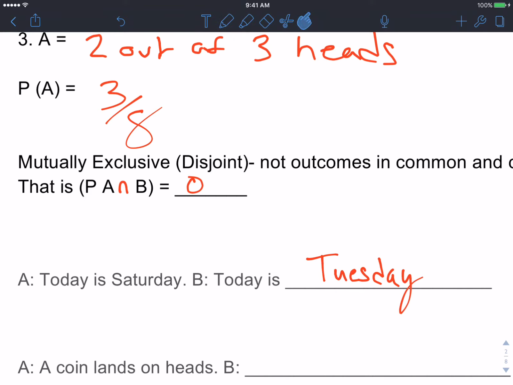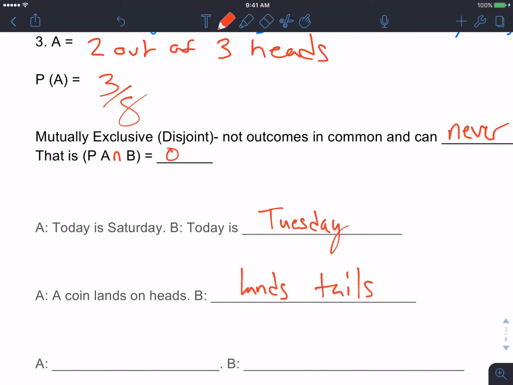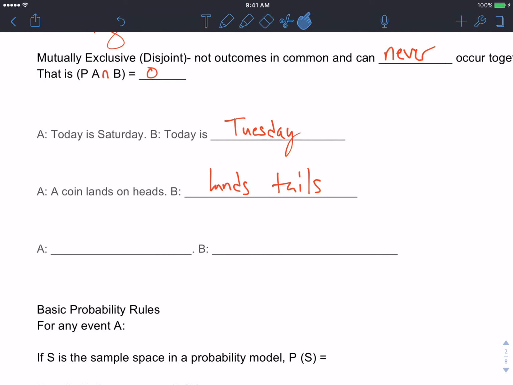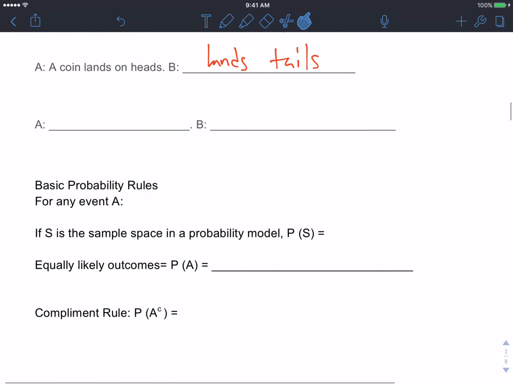If you flip a coin once and I say it lands on heads, but I also say it lands on tails, well, if I flip once, it can't land on both heads and tails. It's either one or the other. It can't be both. So that would have a probability of 0. Go ahead and think of two things that can never occur together, and you can fill in the blanks there.